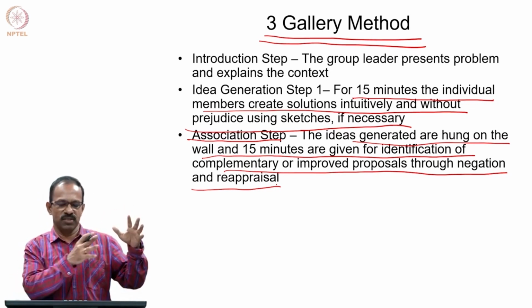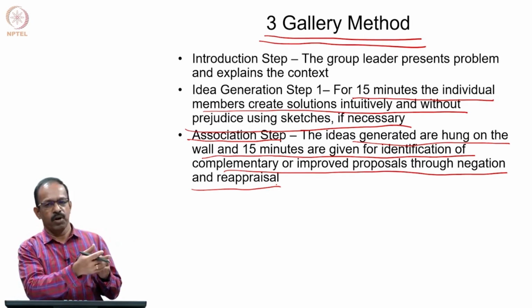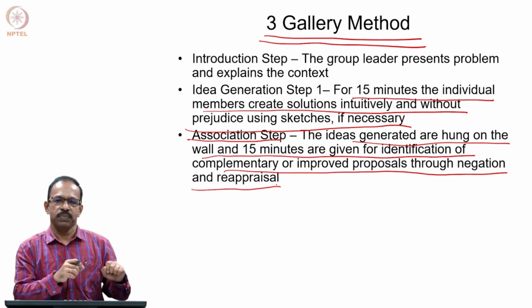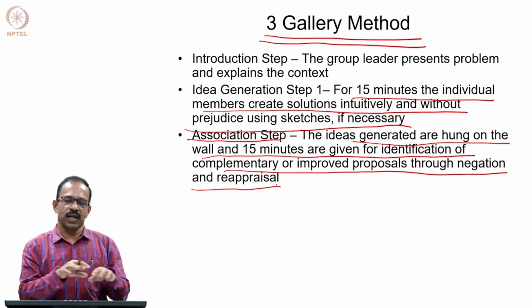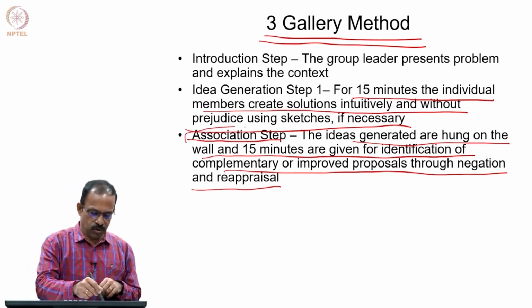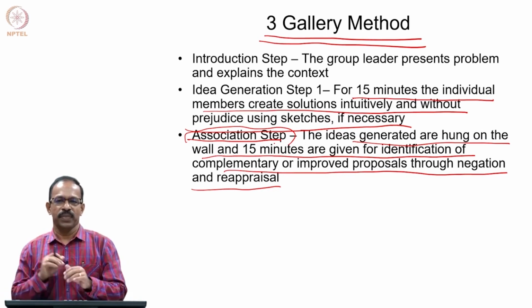So, they will explain, oh, this is my idea, this is how it works, and the other person can actually tell, oh, this can actually be modified, there can be a different way of doing it. So, that way they will be able to improve the ideas in the association step. So, this is to some extent a combination of the 635 and the brainstorming.